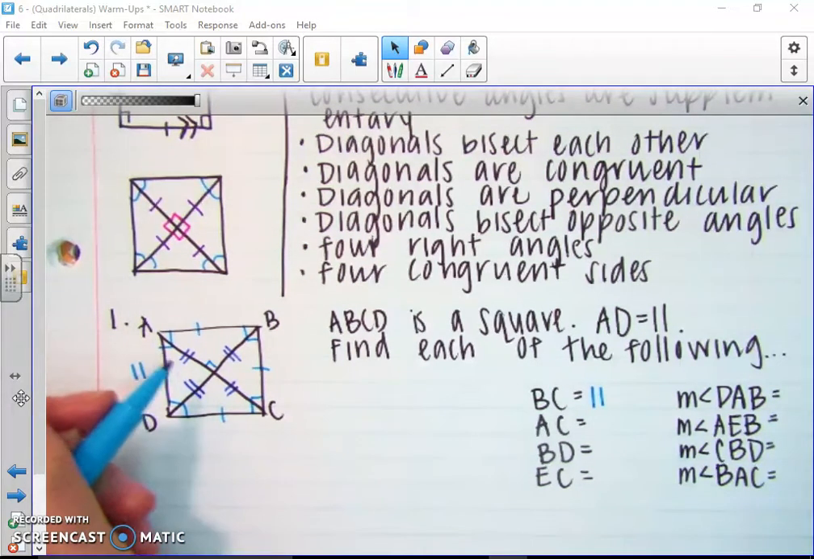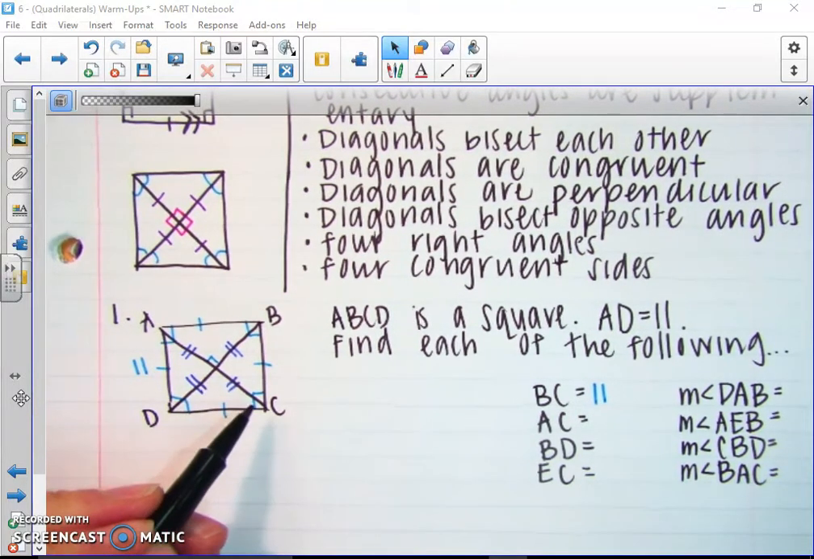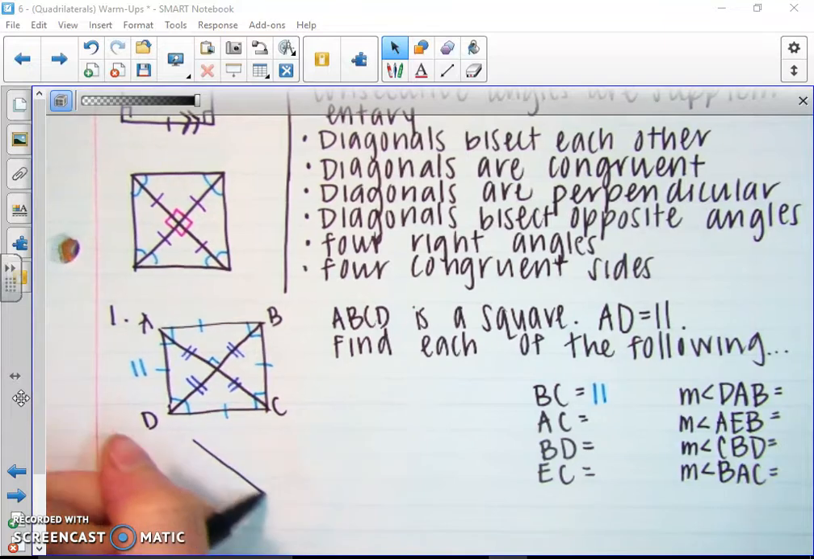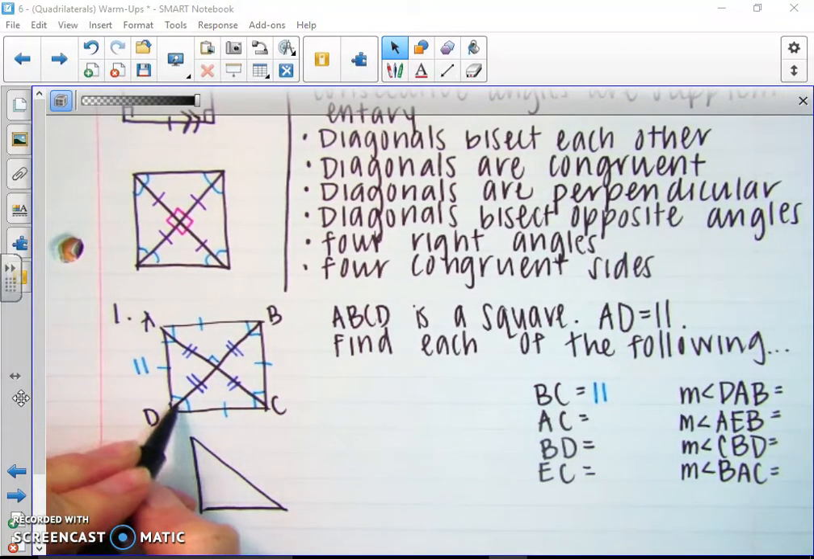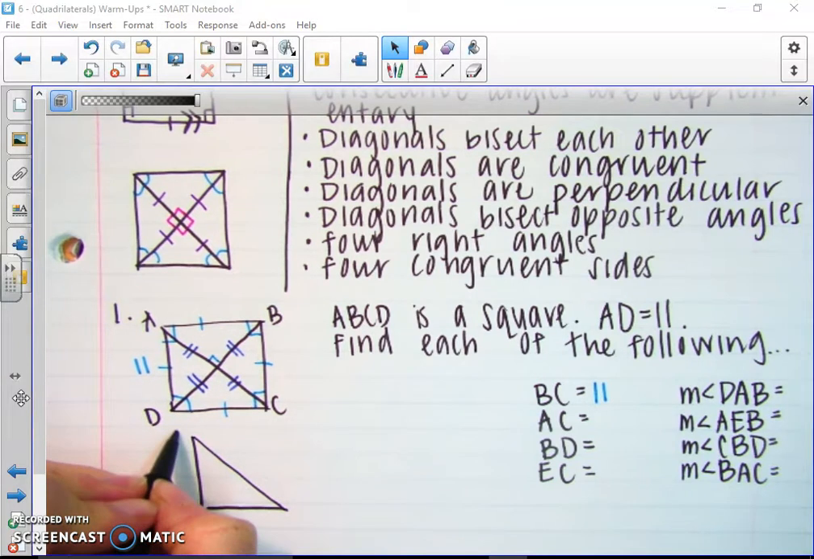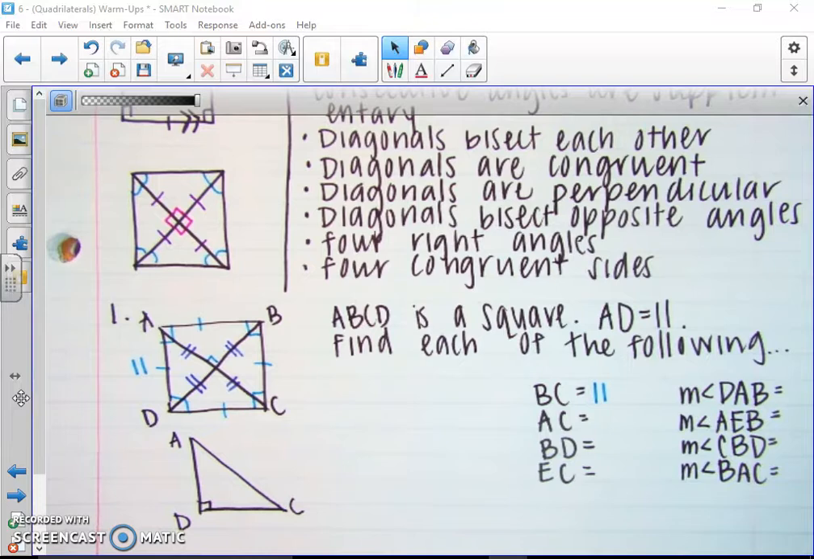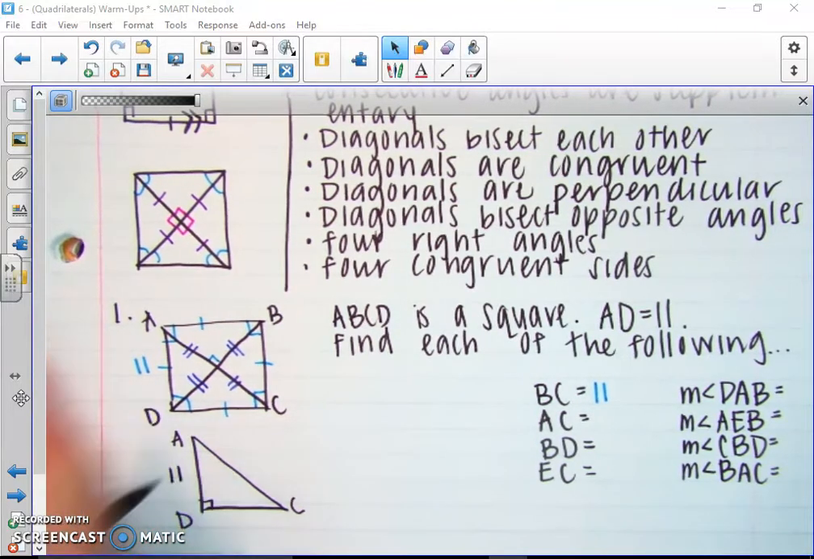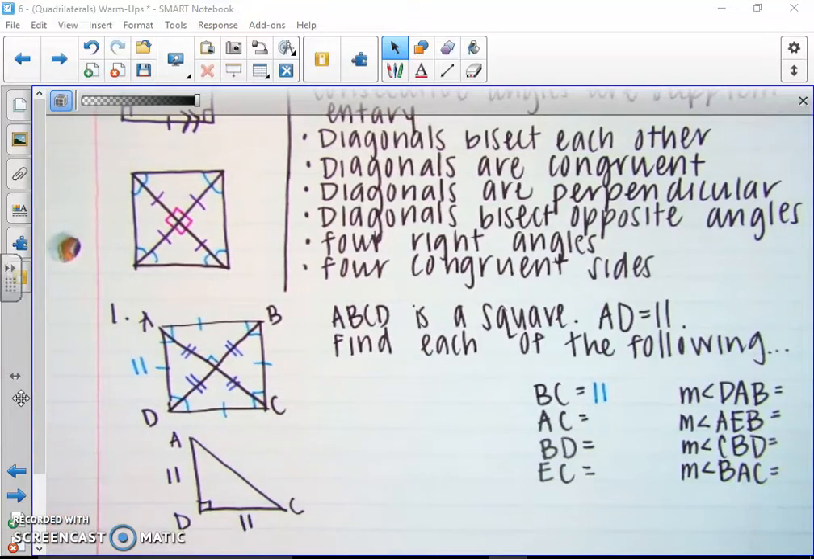AC. So AC is the diagonal. So how could we find the diagonal of this square? Well, there's a couple things we could do. If I'm looking at AC, I see that as the hypotenuse of a right triangle. So I can kind of draw this triangle. I'm going to draw it separately. So that's A, that's C, and that's D. We know that's a right angle. We know that AD is 11. And CD, since it's a square, that'll also be 11. And AC is what we're trying to find.